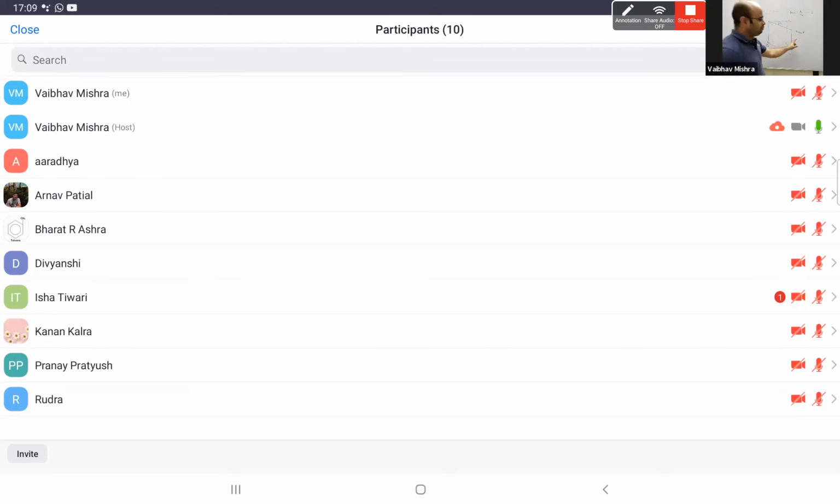In this plane P, the vertical component is still BV, but the horizontal component is changed. It is now BH cos theta. So in this new plane, the perpendicular, yes. Is there any doubt?